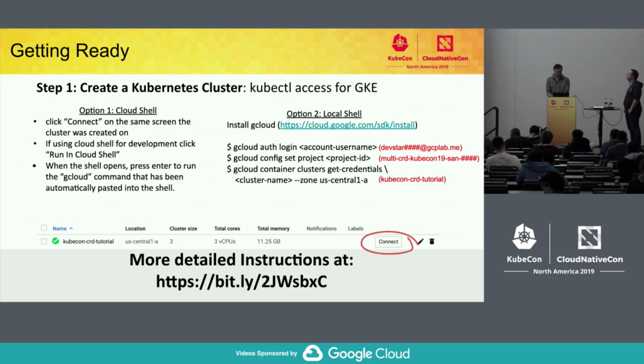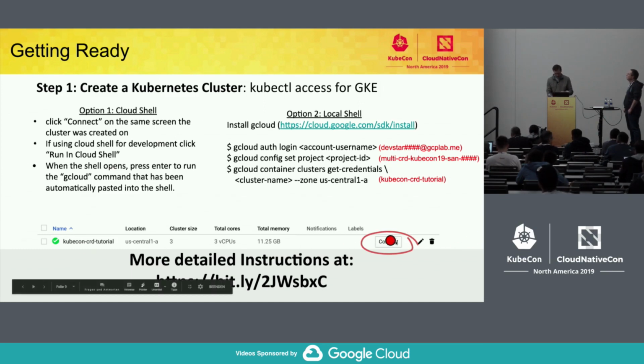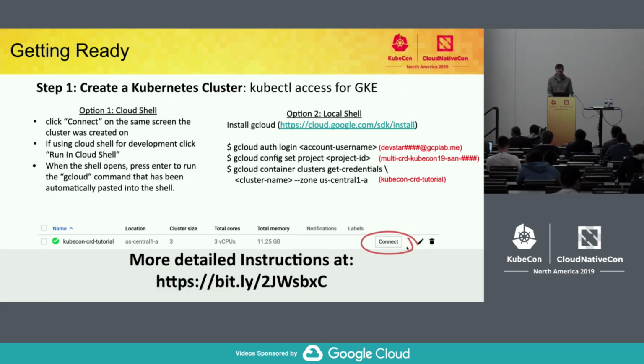If you're using Cloud Shell, once your Kubernetes cluster is running, you can see with the red circle I've got down here in the bottom right, there will be a connect button that appears. You can just go ahead and click that, and then click Run in Cloud Shell, and it's going to open a terminal for you right there in your browser. It's going to be pre-populated with a command. Just hit enter to run that command, and then you should be able to use kubectl.